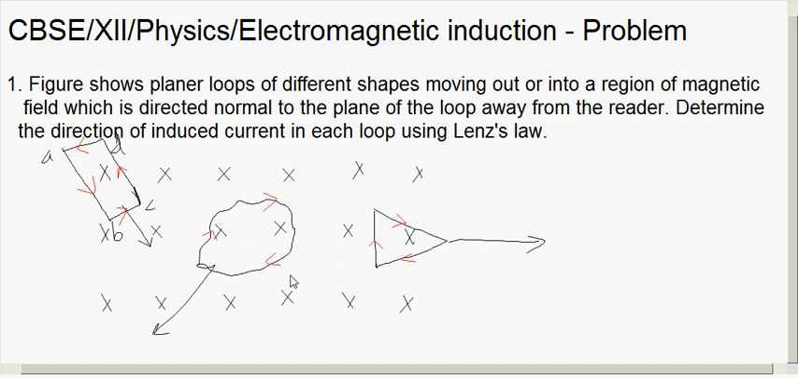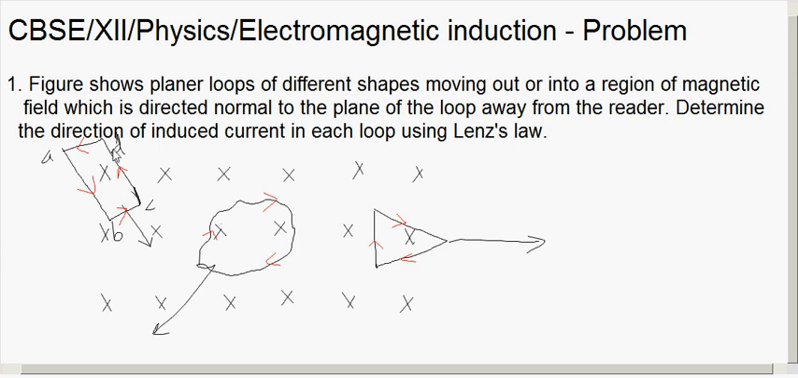This is how we have to apply Lenz's law to find out the direction of current. Just make a note. First you should understand whether the magnetic field is increasing or decreasing, and you should know the type of the magnetic field also, whether it is cross or dot. The cross magnetic field means it is directed normal to the plane of the loop, going away from the reader, and dot means it is coming towards the reader.